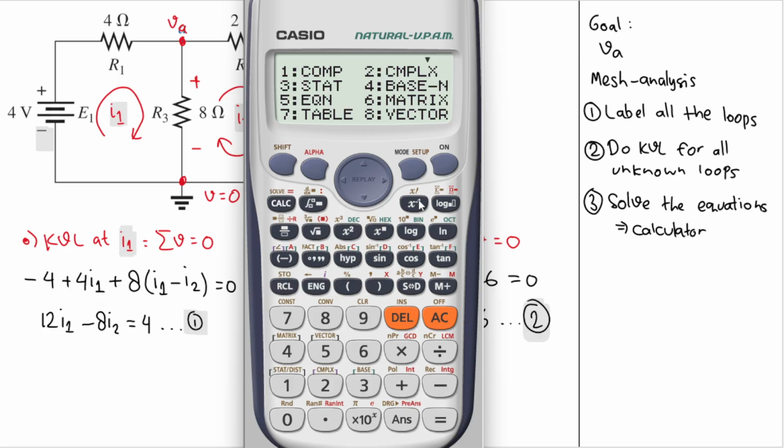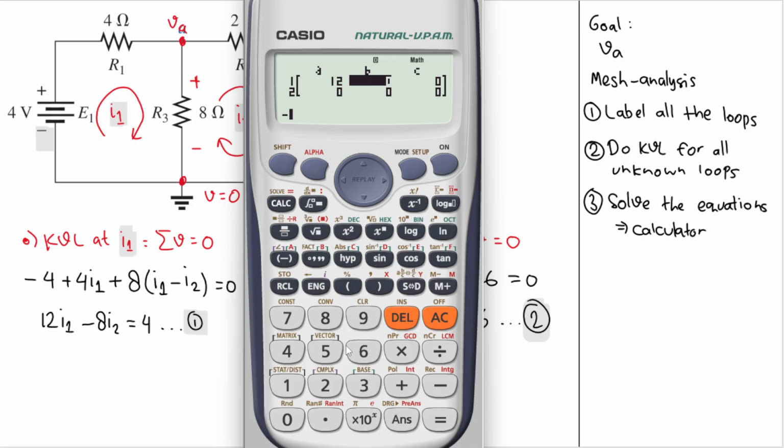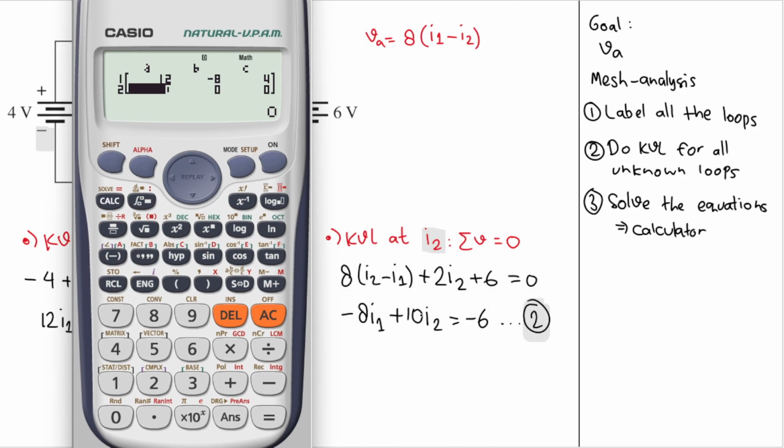So let's calculate the equation using our calculator. Let's set this up here as equation solver, which is number 5, and 2 variables is number 1. Okay, now we have this matrix here. All we need to do is to plug in the coefficient. So I will have 12, and then minus 8, and then 4. Then for the second equation, I will have minus 8, and then 10, and then minus 6. And so we can solve it for I1 and I2.